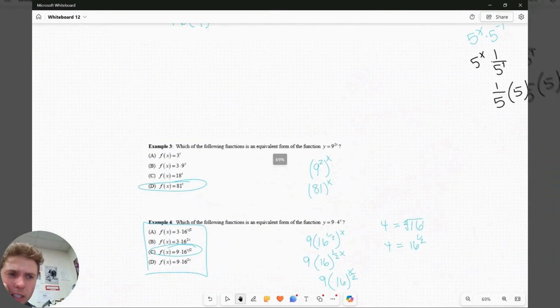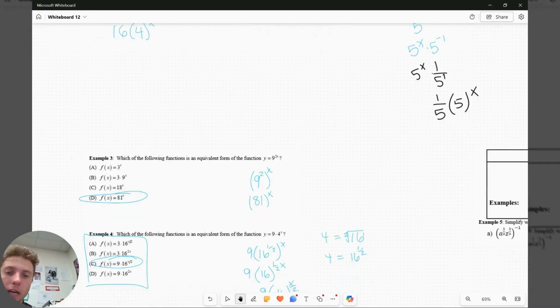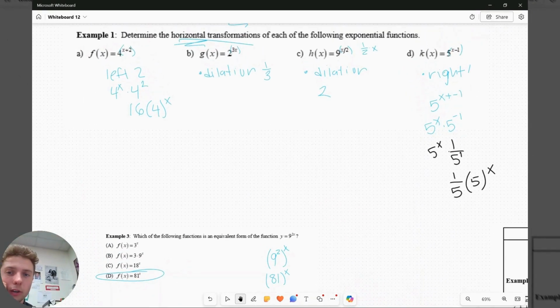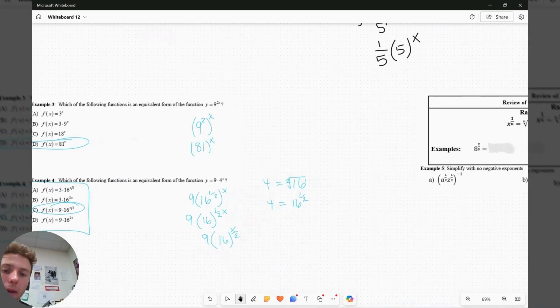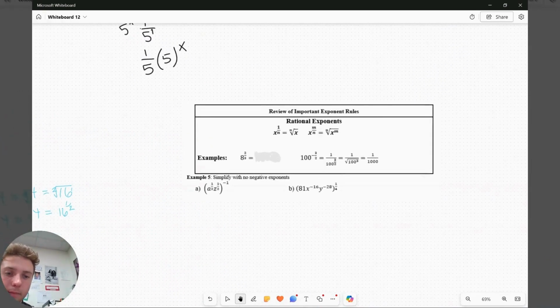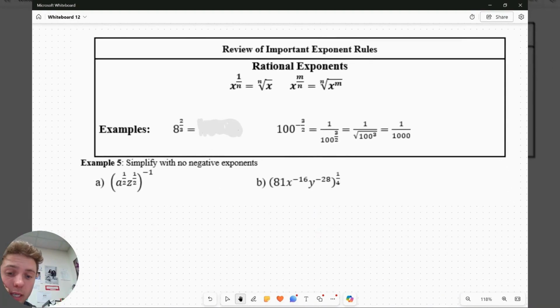Okay, so there is kind of the idea of changing exponential forms based off of what you're given, whether it's a horizontal transformation, a translation, a dilation, whatever's actually happening, and figuring out how to rewrite it. Last thing to talk about, this was one of the things that was confusing in class for sure. This is also the thing we just started talking about.